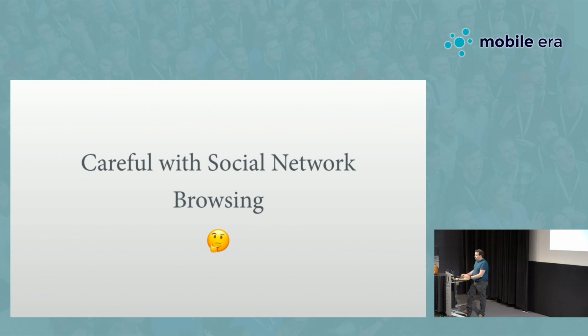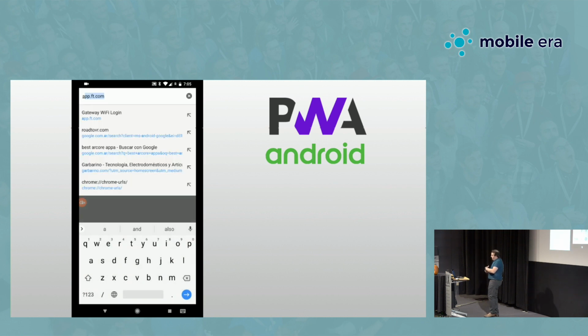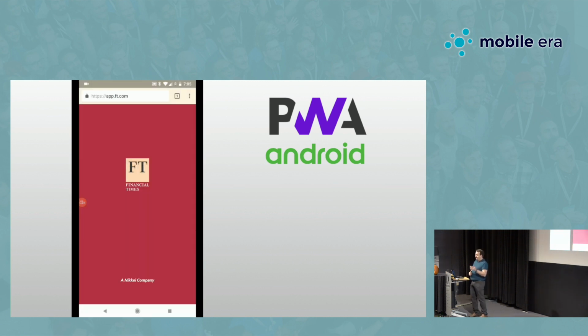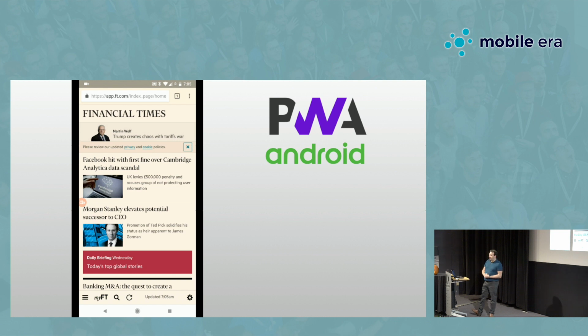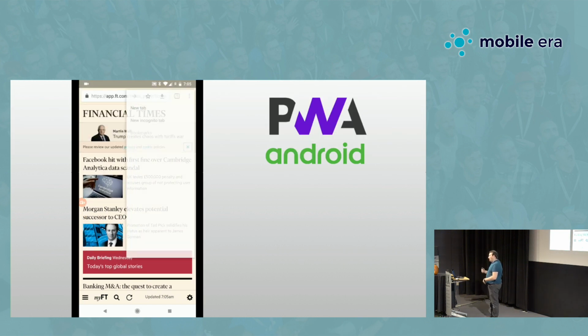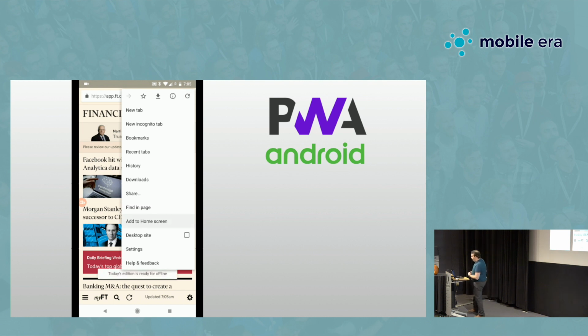We need to be very careful with social network browsing. When you are browsing the web from Facebook, clicking on a link on Facebook or Instagram, typically you are browsing the web within an in-app browser. It's not actually the browser on your phone. And on those in-app browsers, you don't have support for PWAs, or at least full support. If you have never seen this in action, for example on Android, you go to a website like Financial Times, and then you can install the experience manually or with some banners or badges that appear.